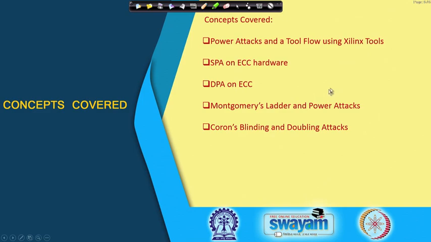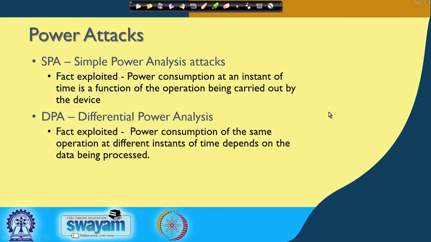So, before that, let us quickly recapitulate power attacks. We already discussed this in several contexts. There are two broad categories of power attacks, one called simple power analysis, the other called differential power analysis. In SPA, the fact that we were trying to exploit is that the power consumed depends upon the underlying operation being carried out. For example, in the context of elliptic curves, the power consumed for a doubling operation is different from the power consumed for an addition operation. So, if we can observe this distinction in the power trace, then that can lead to trivial leakage of the secret key.